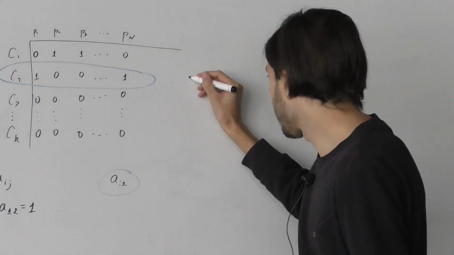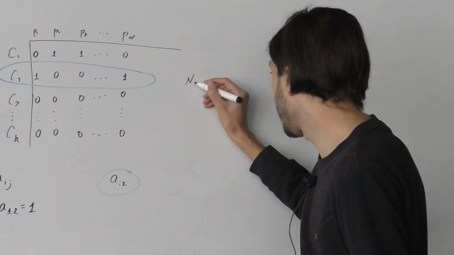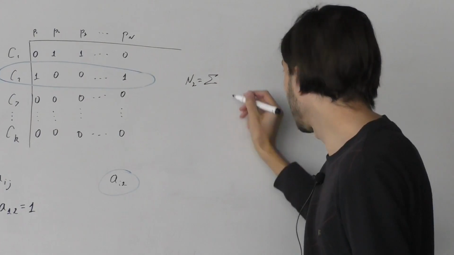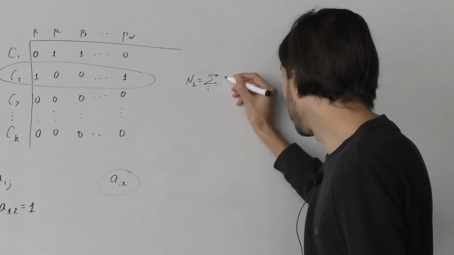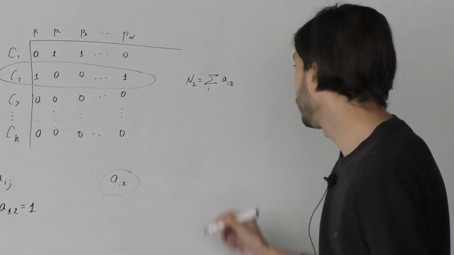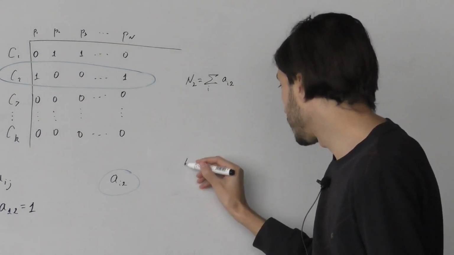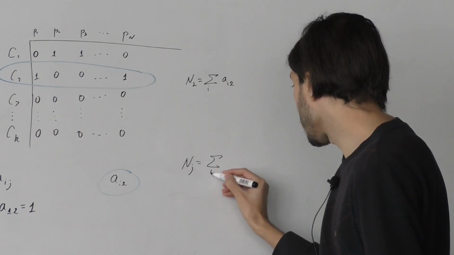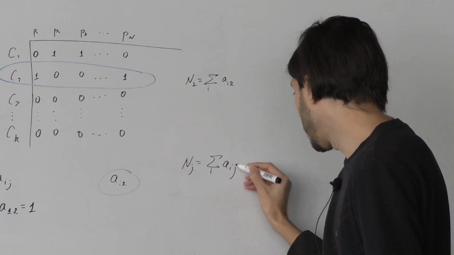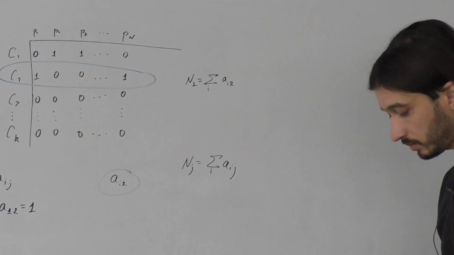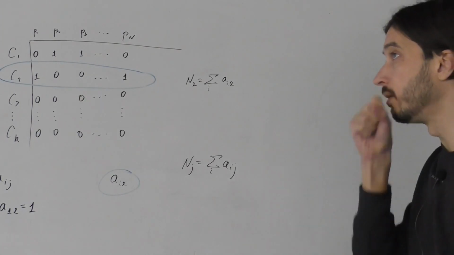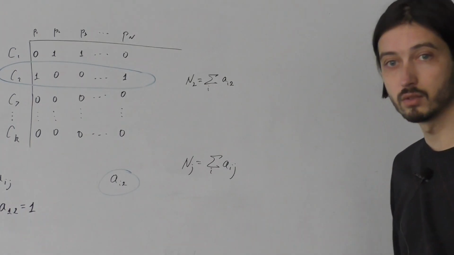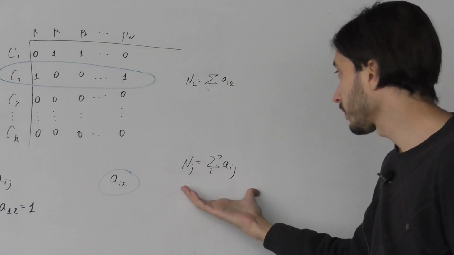So if I want the number of points that belong to cluster 2, n_2, I can say that is just the sum over i of a_i2. If I want to know the number of points in the j-th cluster, I can just take the sum over i of a_ij. If I want to get a mean value of the points in a cluster, what should I do?